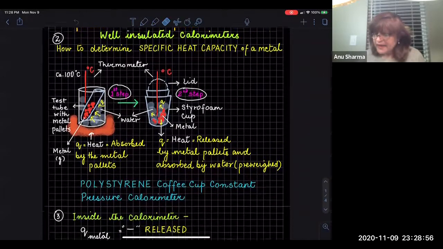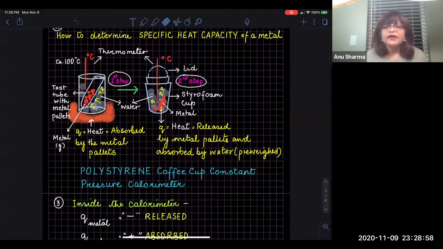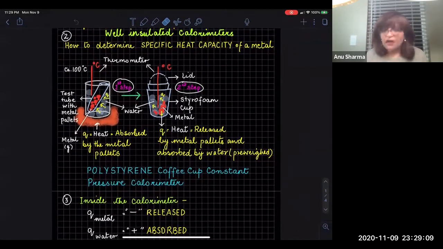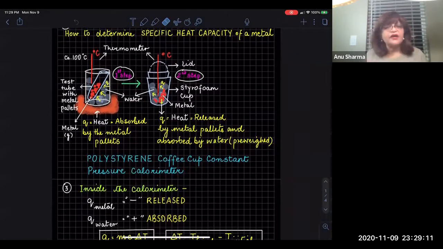Now let us say we want to determine the identity of a metal and we want to determine the specific heat capacity of that metal. So what do we do? This is how we set up the experiment. You first take the weight of the unknown metal. Generally, these are pellets. Take the weight of that, put it inside a test tube, and put the test tube in a beaker. The beaker has water in it. Boil the water.